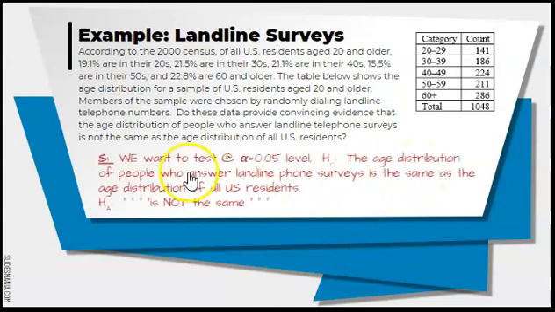So my null and alternative. For the state step, we would say we want to test at alpha equals 0.05 level that the null is the age distribution of people who answer landline phone surveys is the same as, that's a key phrase, the age distribution of all U.S. residents. Okay? The alternative is that they're not the same. So it's fine to put the little quote marks and just say that it's not the same. They are the same, that's the null. They're not the same, that's the alternative.